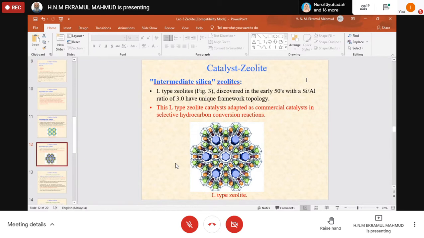Suppose Y-type zeolite, right? Y-type zeolite has SiO2, Al2O3, sodium oxide. Now what you do, you remove this sodium part, you ion exchange this sodium oxide associated with that, you ion exchange with rare earth element, then it will be rare earth Y-type, REY, rare earth Y-type zeolite. Means we can understand there is no sodium now, it's replaced by rare earth elements.